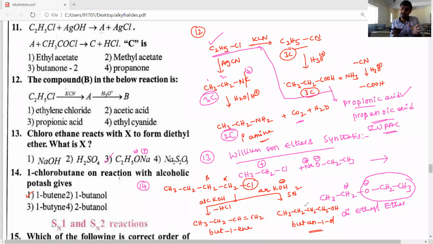Okay, so now in the 14th reaction, the given question is 1-chlorobutane reacts with alcoholic potash, which means it is an elimination reaction. The product is but-1-ene. But-1-ene is the product. Okay, students, let's go for the next question.